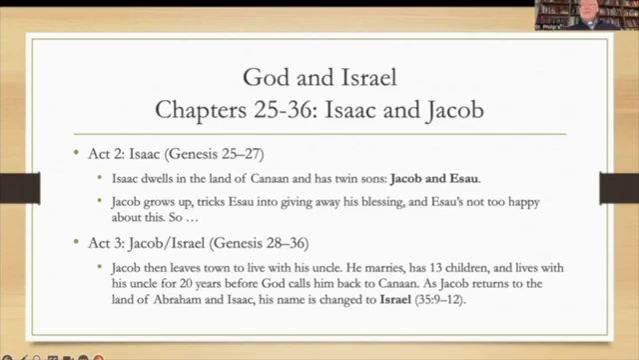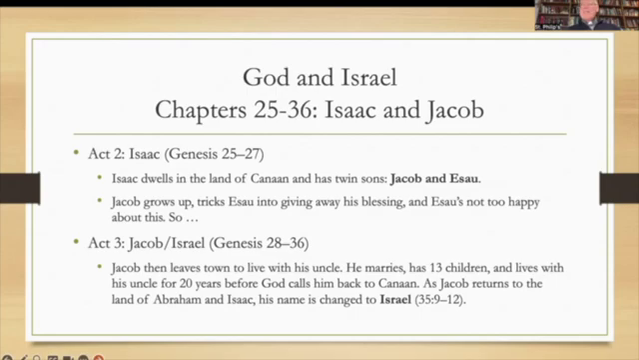25 to 27 is the story of Isaac, who dwells in the land of Canaan. He has two boys, Jacob and Esau. Jacob grows up, tricks Esau into giving away his blessing. Esau is not too happy about this. So in chapters 28 to 36, Jacob leaves town to go live with his uncle. He decides it's safer to get out of Esau's way.